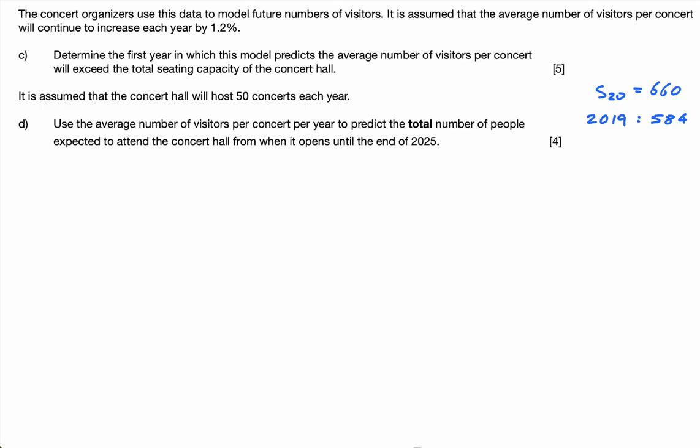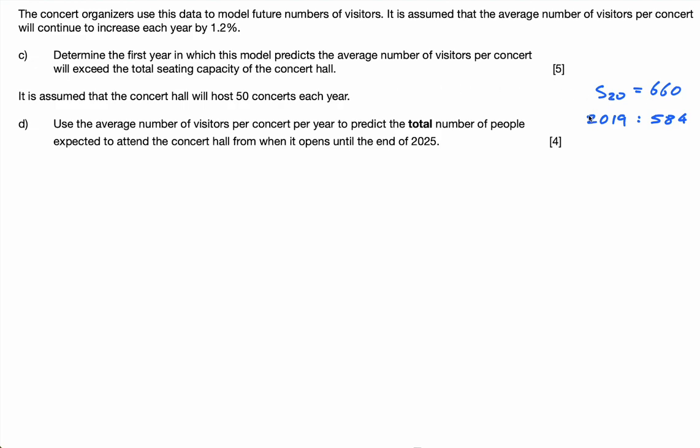Okay, so the concert organizers use this data to model future number of visitors. It is assumed that the average number of visitors per concert will continue to increase by 1.2%. Determine the first year in which this model predicts the average number of visitors per concert will exceed the total seating capacity of the concert hall. Okay, so I brought in S20, which is 660.